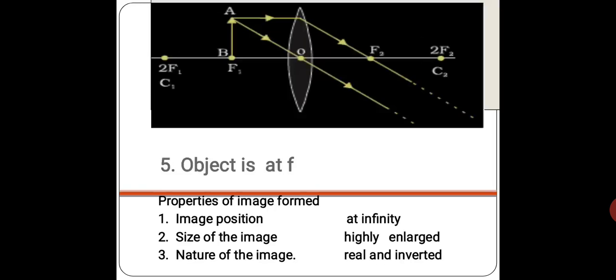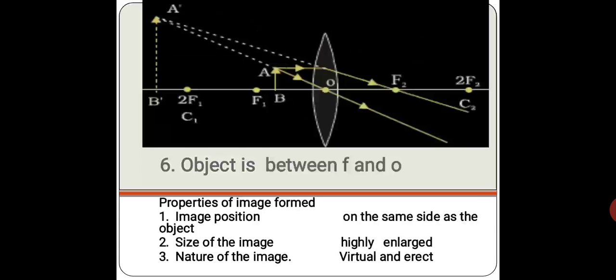So they do not meet. If at all they seem to meet, it will be at infinity. So the properties of the image thus formed are: the image position is at infinity, the size of the image would be highly enlarged, and the nature of the image will be real and inverted.